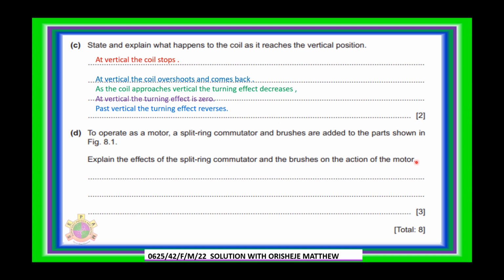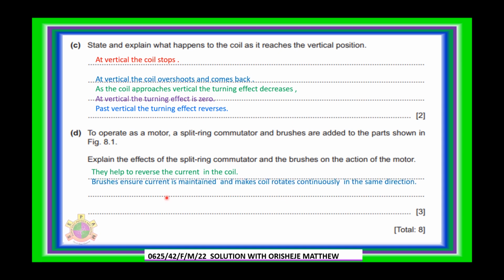The split ring allows current to change direction without the wire getting tangled. Then it reverses the current every half turn when the coil is at right angle to the magnetic field. So these are the major operations in an electric motor.